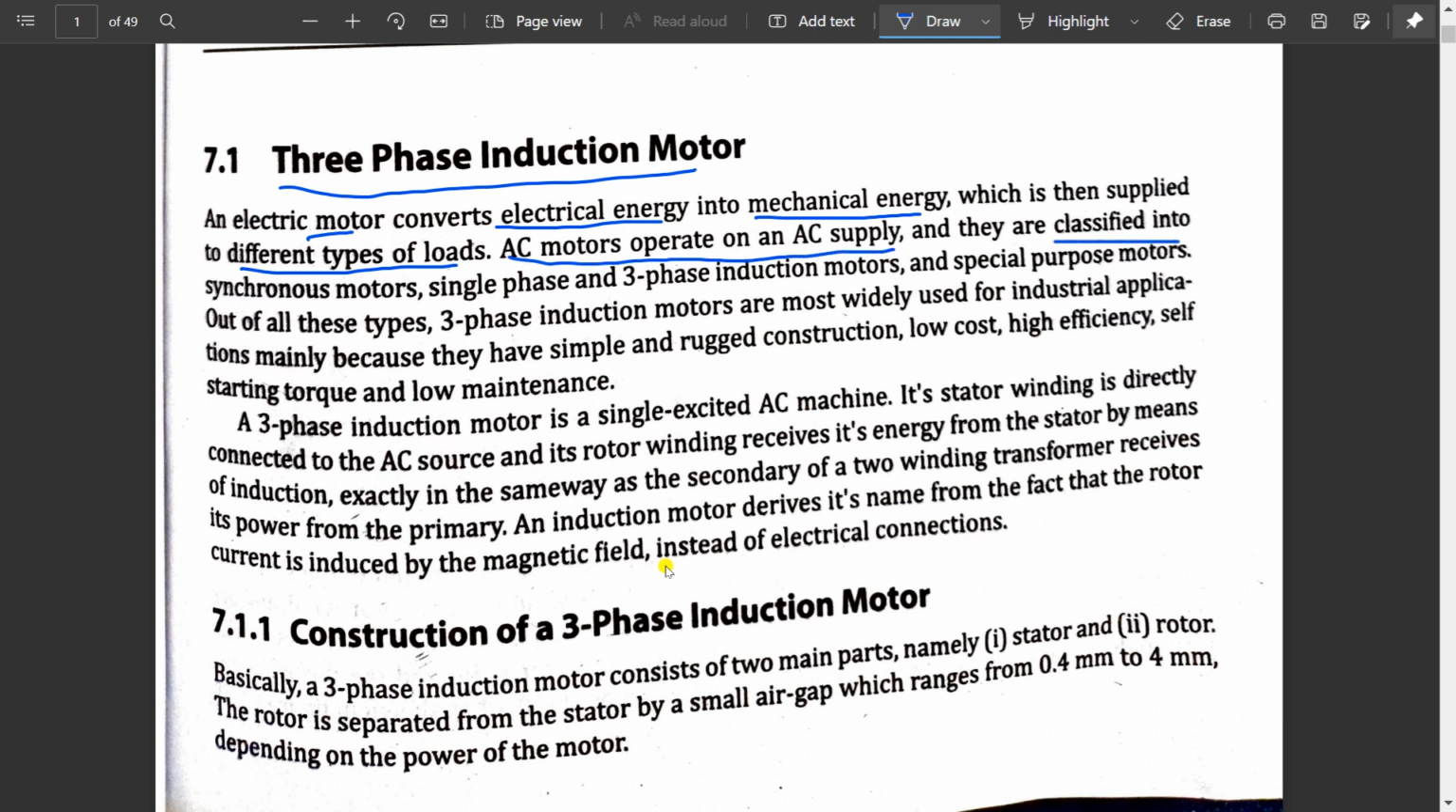These are classified into two types. One is synchronous motor, another one is induction motor. Depending upon supply, they are classified into two ways: one is single phase, another one is three phase. Now we will study the three phase induction motor.